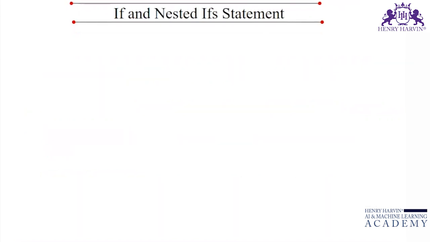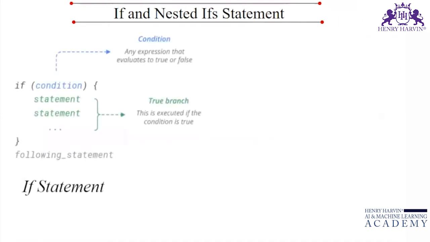Let's understand them one by one. So the first one is the if statement. The if statement is used when we have to evaluate a condition, whether it is true or false. If the condition that we want is true, then the statements written in the curly brackets will execute themselves.